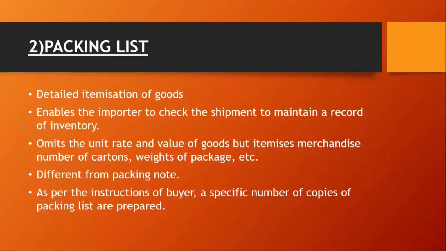The packing list omits the unit rate and value of goods. That is, in packing list, the value of goods is omitted, but the detailed specifications of the goods are mentioned. That is, merchandise, number of cartons, weight of package, etc. Weight should be displayed both in US pounds and metric.